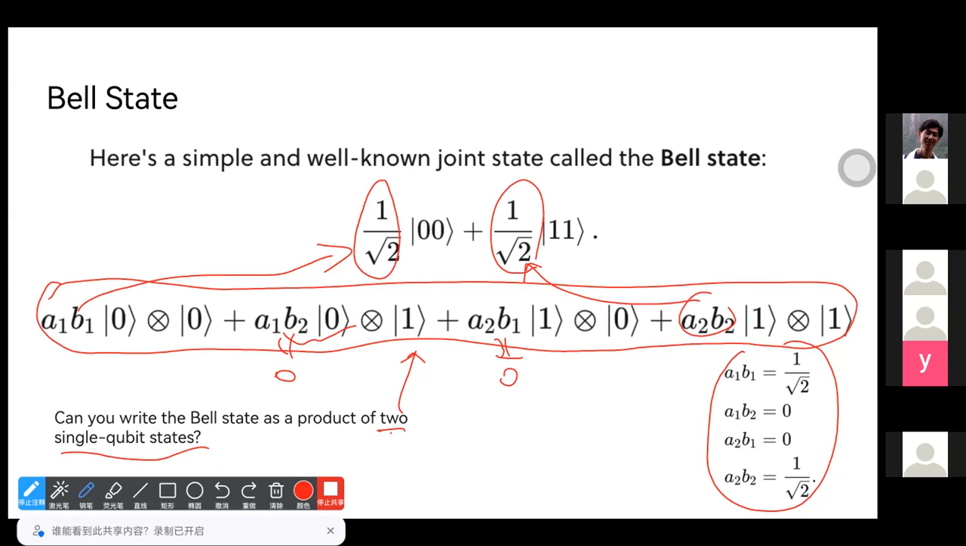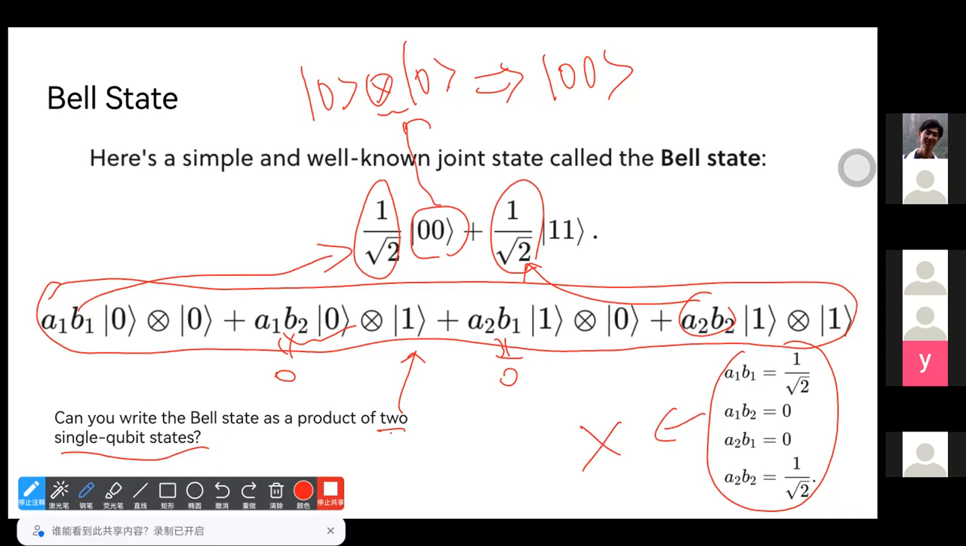For convenience, we will write this equal to this. So we just remove it. It actually means the same. So we just match the coefficients, and this will not be solvable. So there will be no coefficient. That means you can't write a Bell state as a product of two single qubit states.